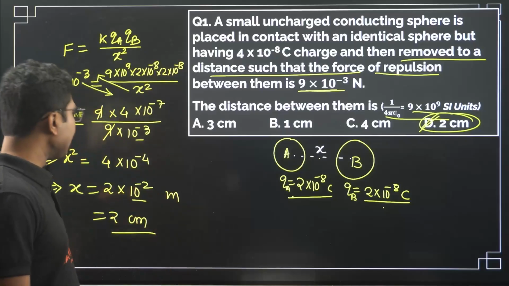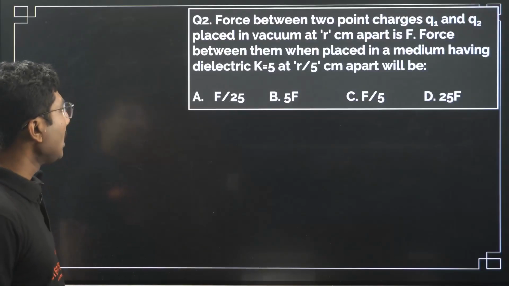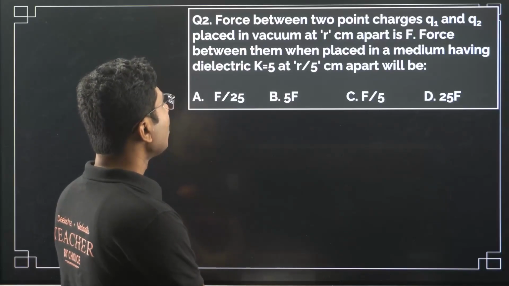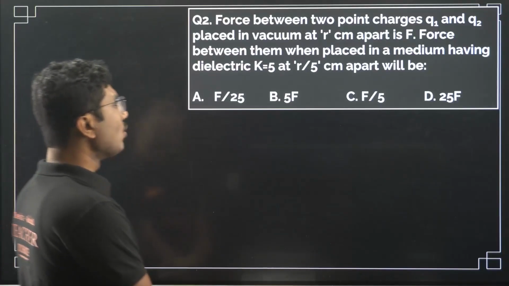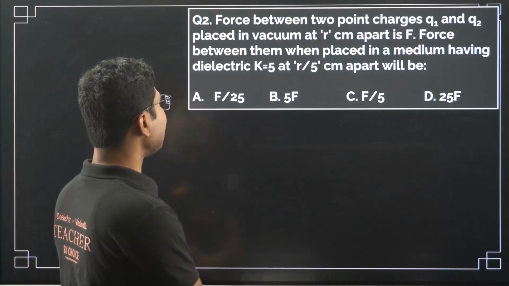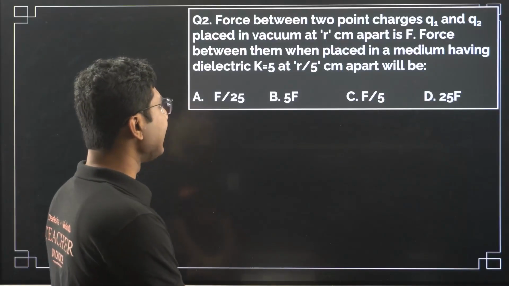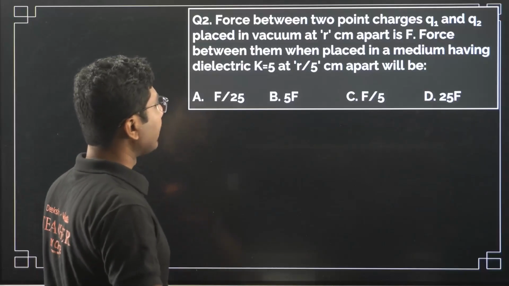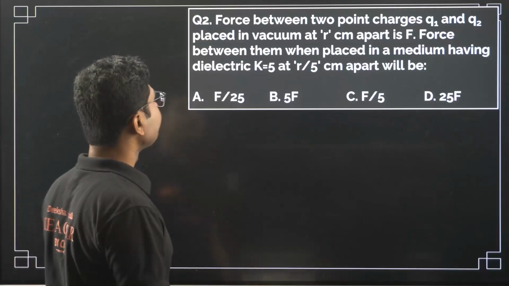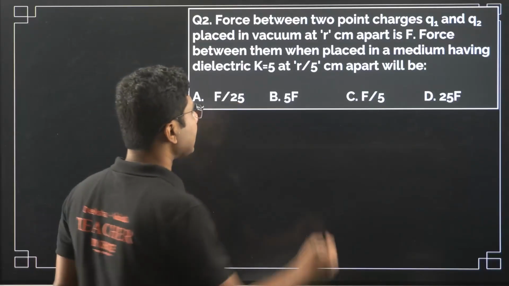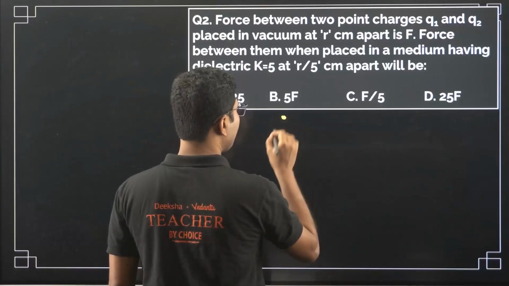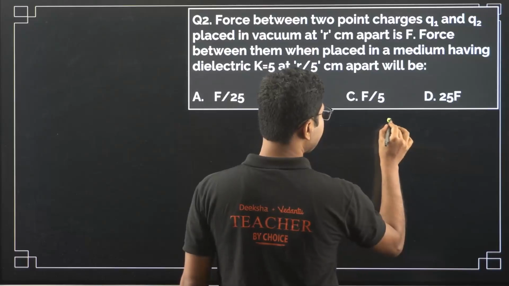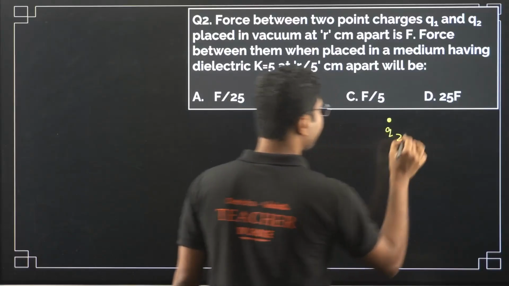Clear? Easy question. Now move on to the next question. Force between 2 point charges Q1 and Q2 placed in a vacuum at r centimeter apart is F. Again, this question is related to force. So here we have 2 point charges, Q1. This question is basically a KCET level question, trust me.